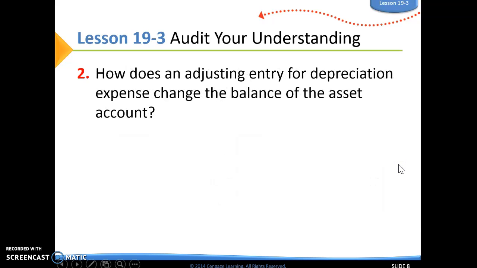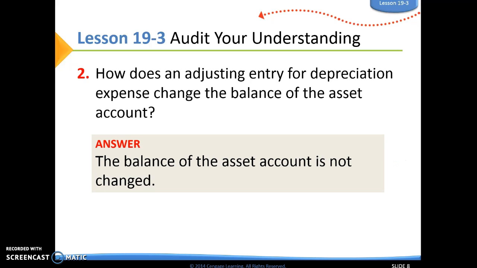Number 2, how does an adjusting entry for depreciation expense change the balance of the asset account? That is a trick question. The balance of the asset account is not changed. Remember, we are going to credit the contra asset account instead.